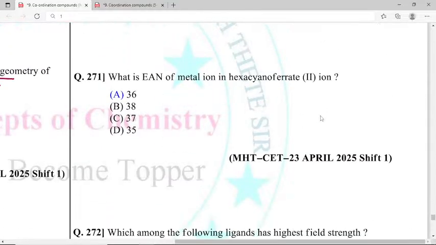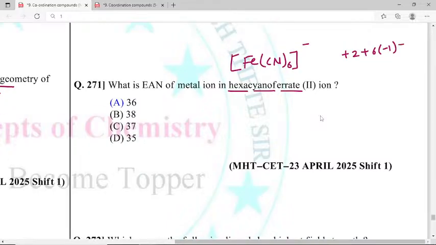What is the effective atomic number of the metal ion? Hexacyanoferrate. So Fe is there. Hexacyano, CN6, ferrate, and so how much is the negative charge? So the oxidation state of Fe, what is the Fe here? +2 plus 6 times -1 is equal to question mark. So 2 minus 6 is equal to how much? -4. So this should be -4 here.